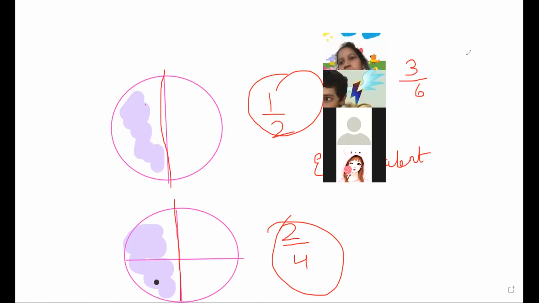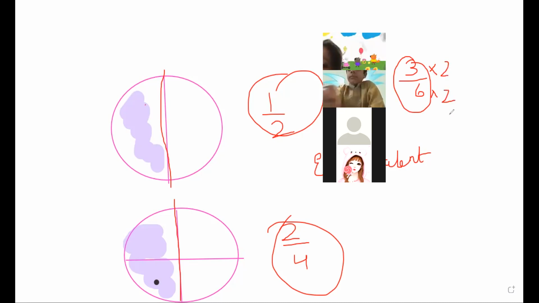Anyone? I told you, if you want to get the equivalent fraction of any fraction, just multiply that fraction with what? With two. Yes. You can multiply with any number, but I told you just take two. So three twos are six, and six twos are twelve. Okay, so 6 by 12 is what? Equivalent fraction for 3 by 6. That's what we have studied. Right? Yes, ma'am.